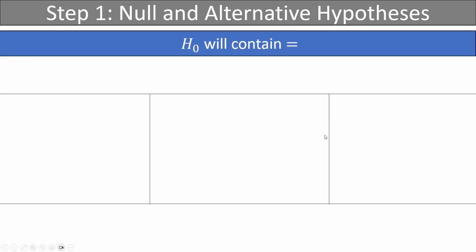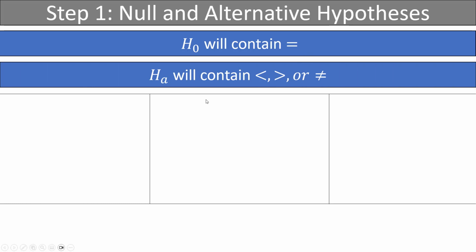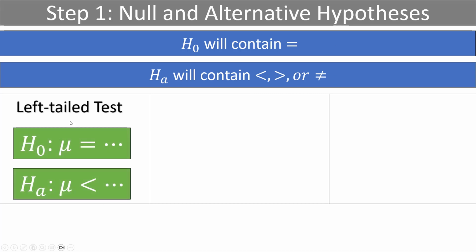Your null hypothesis will always contain an equal to sign, as we saw before, and your alternative will always contain either a less than, greater than, or not equal to sign, depending on which type of test that you have. So if you have a left tail test, you should have some parameter, in this case I'm just using mu, is equal to, and then some value that we would have that mean be equal to. Earlier we used 67, but it's going to depend on your specific problem. So no matter what, you should always have the equal to sign in your null hypothesis.